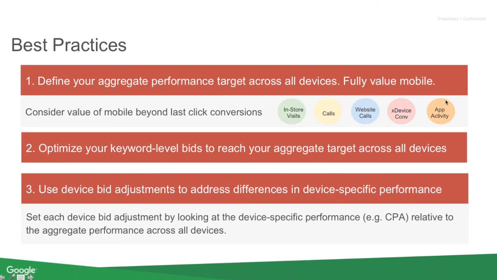Next, optimize your keyword level bids to help you reach your aggregate target across all your devices. Lastly, use device bid adjustments to address differences in device-specific performance. So make sure that you're setting device bid adjustments by looking at the individual performance, whether it be CPA, conversion rates, click-through rates, etc., relative to the aggregate performance across all your devices.